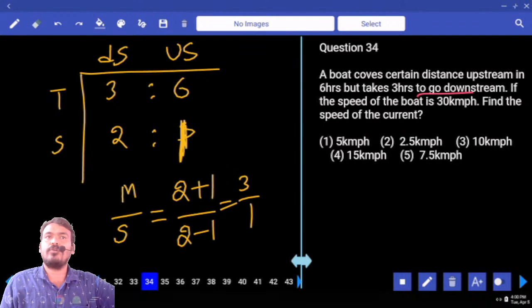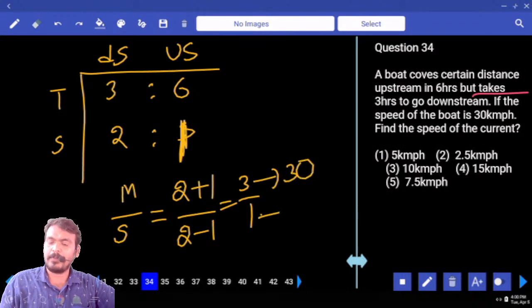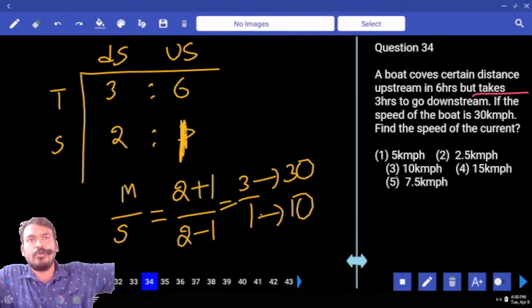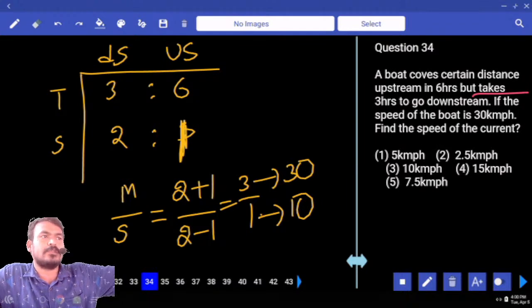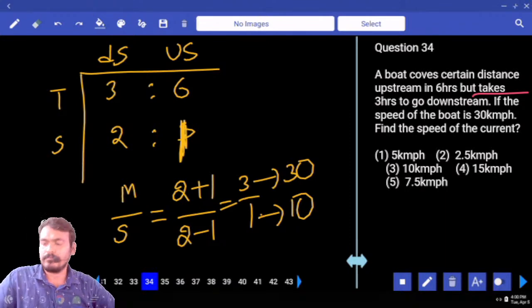3:1. Speed of the boat is 3 parts. Speed of the stream is 1 part. What is the 1 part value? Already 3 parts are given as how much? 30. Then 1 part value is 10. Downstream speed 2 parts, upstream speed 1 part. Then for the speed of the boat, are these two added by 2 or subtracted by 2? Adding by 2. Then for the speed of the stream, these two are subtracted by 2. 3 plus 1 by 2, 3 minus 1 by 2.